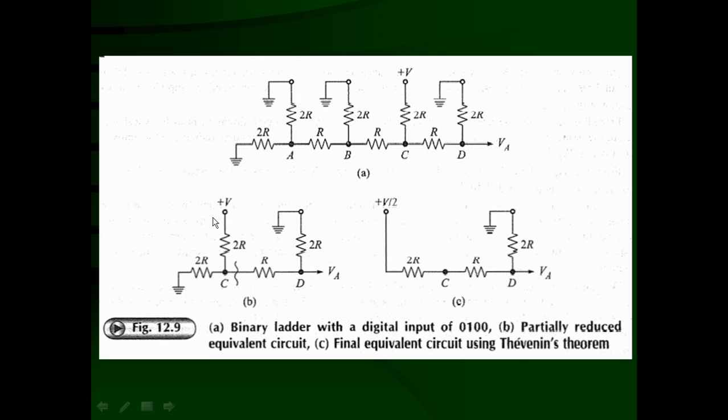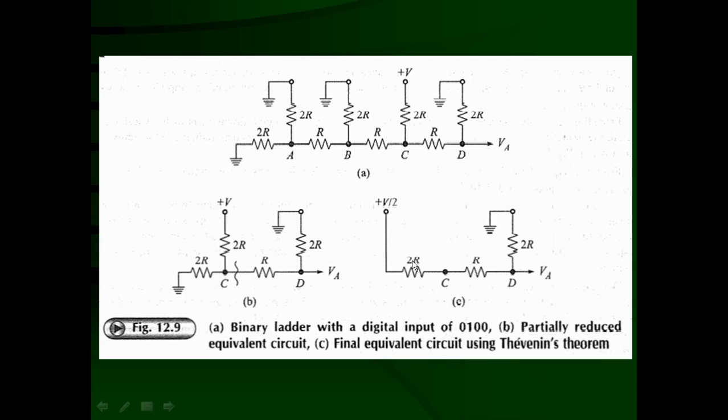So using Thevenin's theorem, we can say that the voltage across C and ground is going to be V by 2, and that means the voltage source is going to be V by 2, and Thevenin's equivalent resistance is going to be R. That is the equivalent resistance of these two which are connected in parallel. Hence, this circuit B can be reduced to circuit C, where the Thevenin's voltage is going to be plus V by 2 with a series Thevenin's resistance of R.